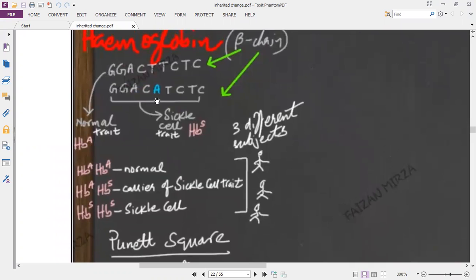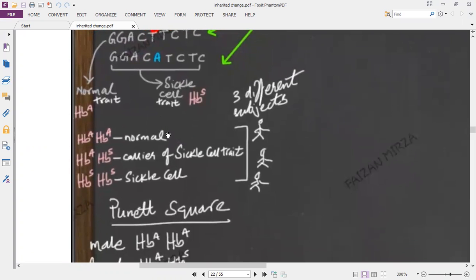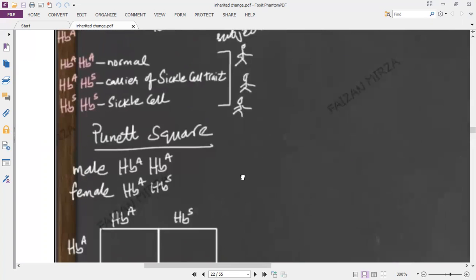You can see there's a point mutation which has occurred at a certain point, changing the nucleotide from T to A. So a person could be normal, HbA HbA, the person could be a carrier for sickle cell trait, or have sickle cell anemia. These three subjects are present in our environment.